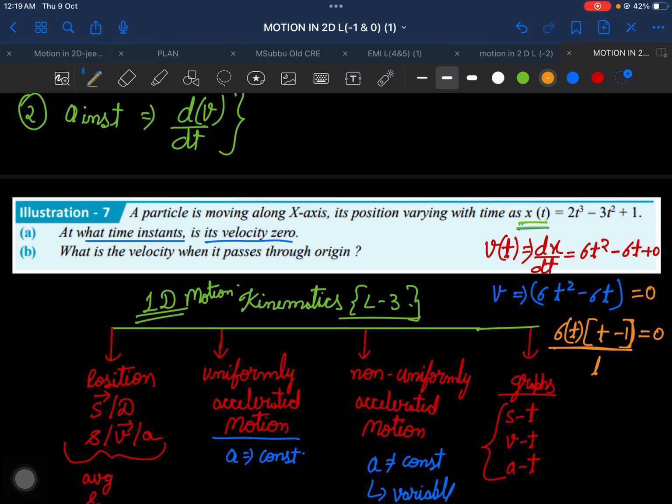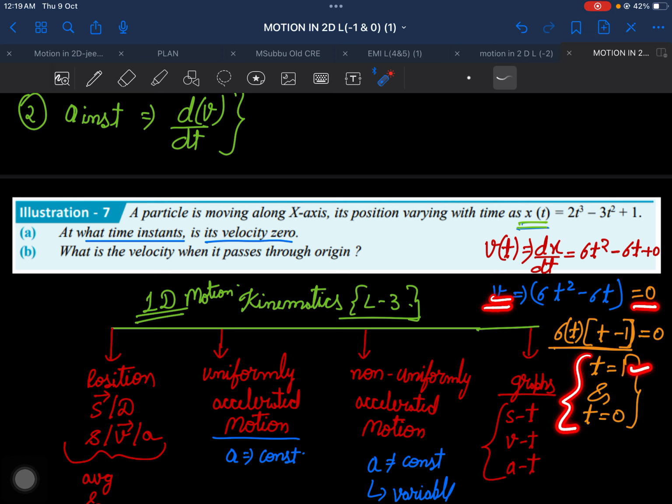So we will get t equals 1 and t equals 0, where our velocity will become 0. Just check. T equals 0 is the position when the particle started, and t equals 1 is another time when velocity will become 0. So our answer to at what time or instant is its velocity 0: at t equals 1 second, you can say, right?